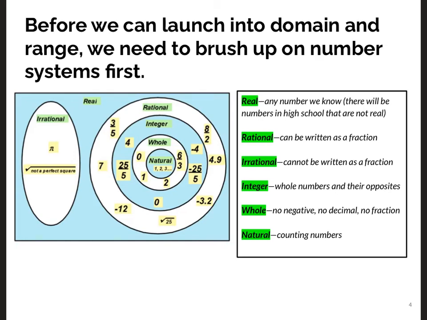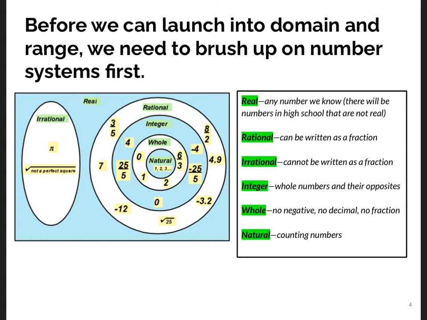Hey folks, so we're going to be looking at this topic of finding a reasonable domain and range. But before we can do that, we need to first brush up on number systems. We can't determine what a reasonable domain and range is without knowing how to classify numbers. And the way that we classify numbers is we want to look within this real number system.